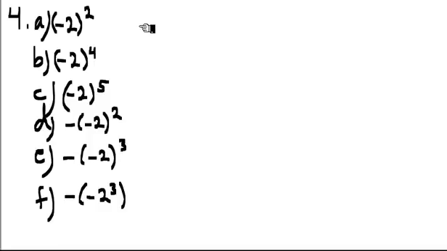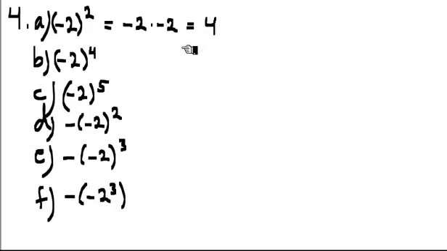In this exercise we have to evaluate the value of these expressions. So in the first one we have (-2) index 2, and this means that it's everything within the bracket times itself 2 times. Okay, so this means -2 times -2, and in multiplication when we have minus and minus it becomes plus. So this is going to be +4.